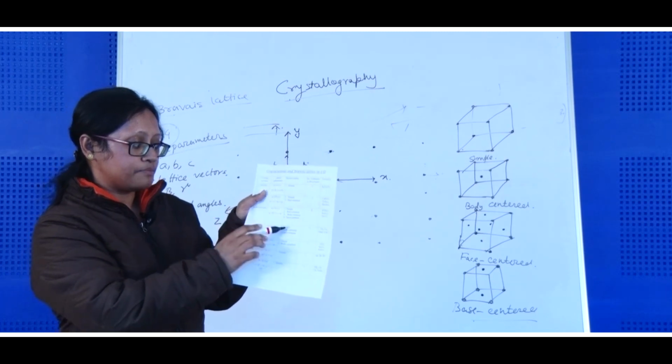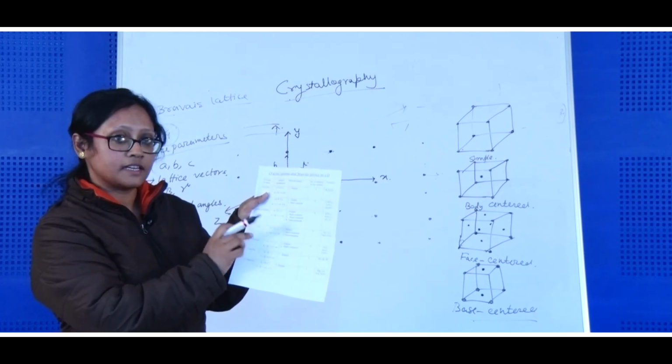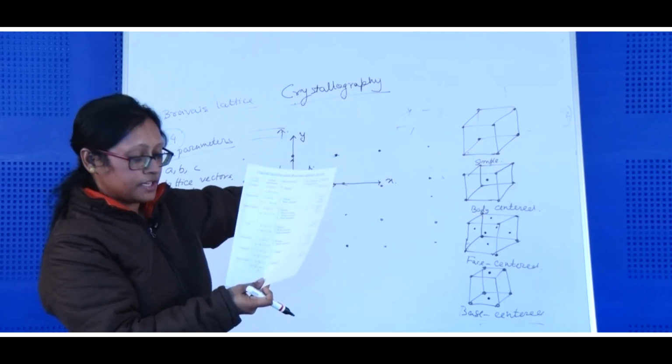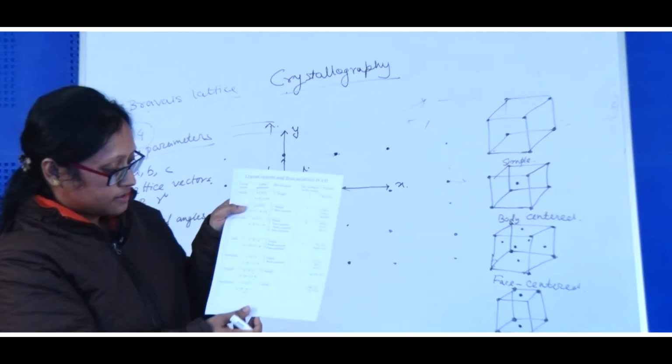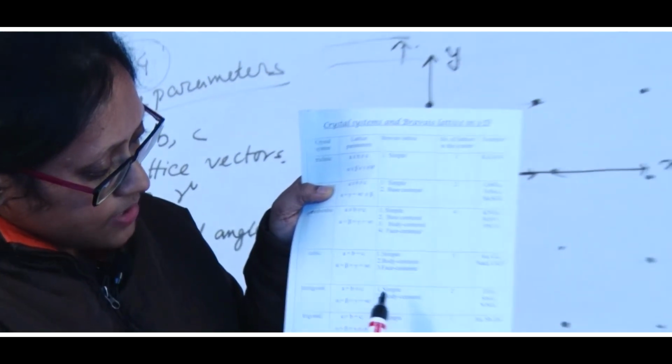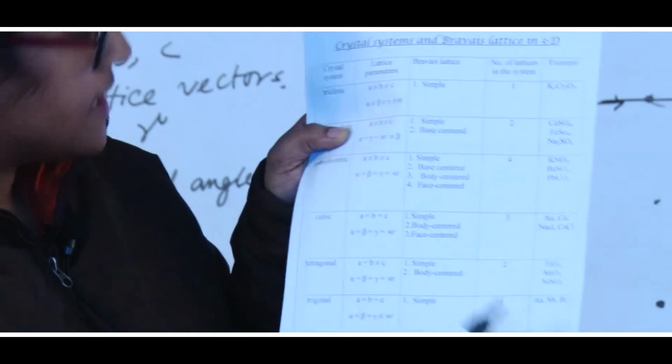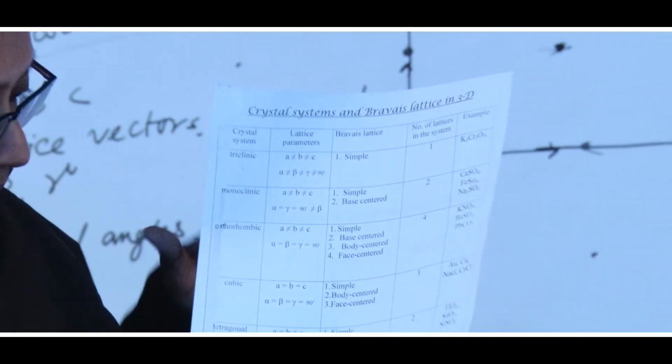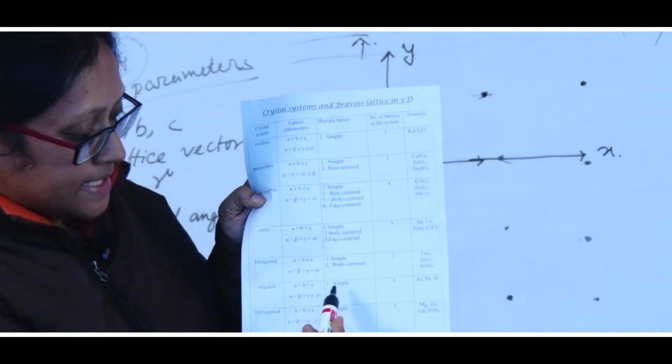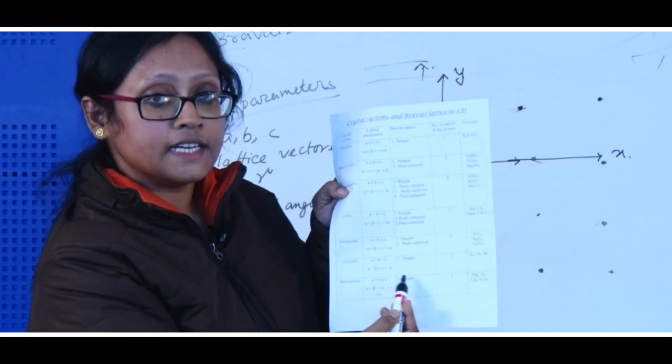Cubic is simple, body centered, face centered. So these are the 3 cubic structures. For tetragonal, the structures are simple and body centered. That means the first 2, simple and body centered. Then for trigonal, again it is simple. For hexagonal, again it is simple.